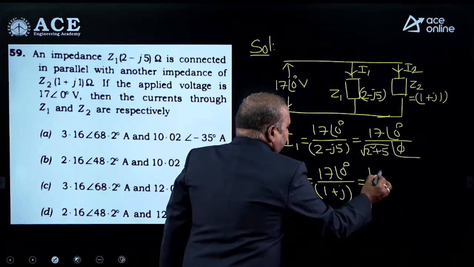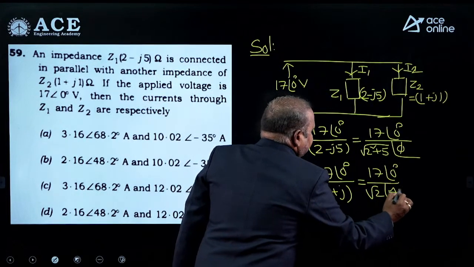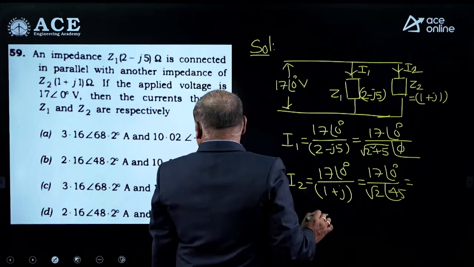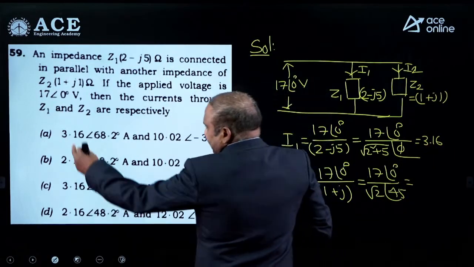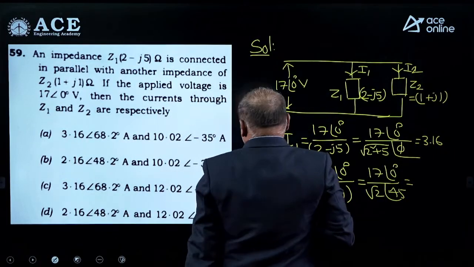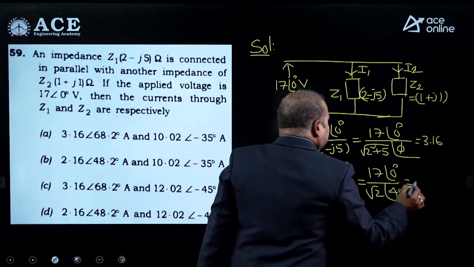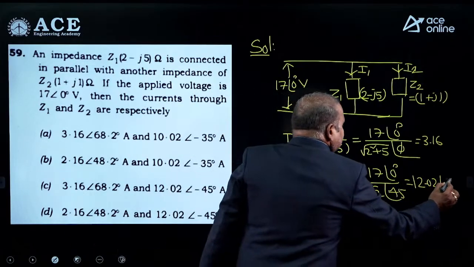And this one directly you are able to take it as root 2 at an angle 45 degrees. If you are able to define this one here, we are getting 3.16 here, and options A and C are having 3.16. But if you take the I2 value, 17 by root 2, you will get 12.02. That's why option C is the correct one.